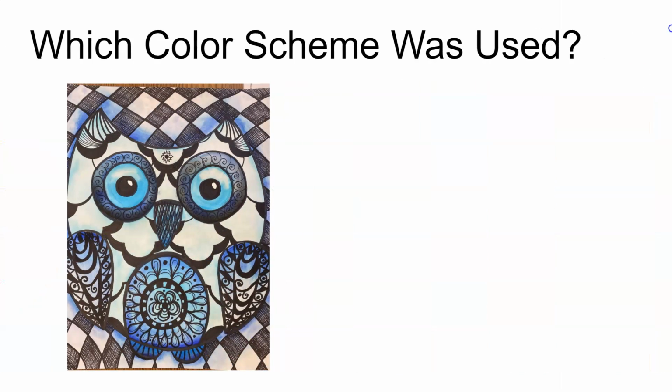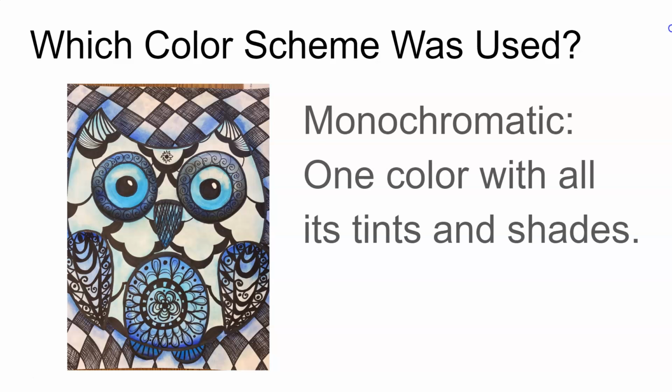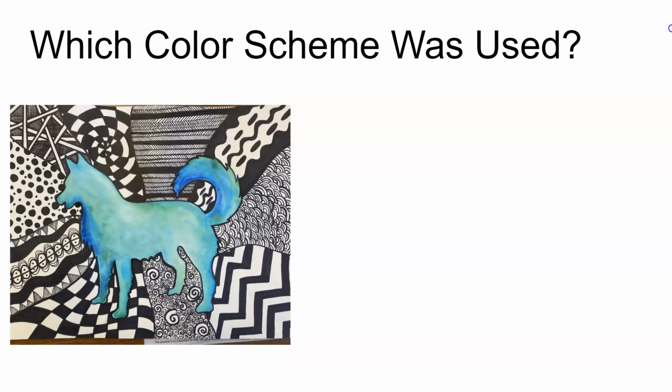All right, so let's test that knowledge. Which color scheme was used here? When you look at this example, this is one Mrs. Roberts created. It's beautiful. You can see that this owl is painted with blue, but a bunch of different blues, right? Some lighter, some darker, all blues. So this is the monochromatic color scheme. She selected blue and did various tints and shades with blue.